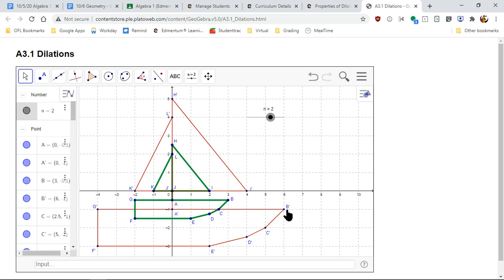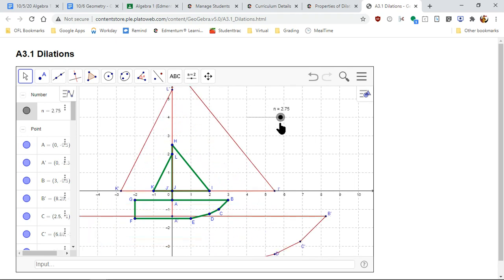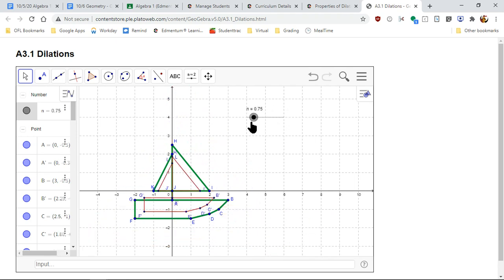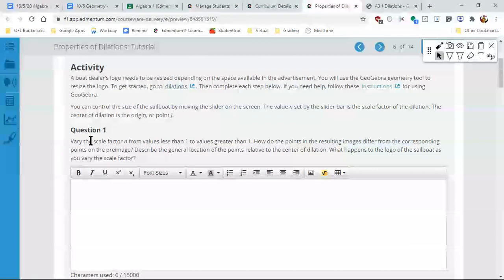This B prime, since the center of dilation is right here at the origin, gets further away, but it's still in that straight line. It still has the same slope, if you remember that from algebra. All right, so that's how it works when messing with it. Let's see what the problem actually wants us to do. Verify the end is less than half.